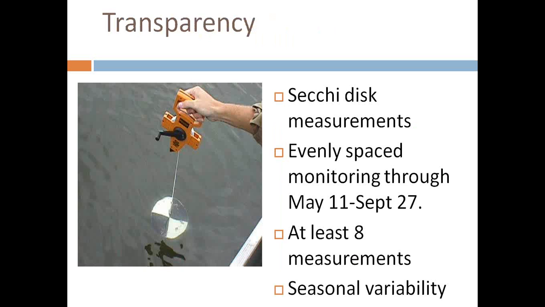First off is transparency. This is just a little outline of what we're going to talk about with transparency. We're going to talk about how to make those measurements. We're going to talk about the schedule for making them. And one thing that I'm going to stress probably numerous times, and I'll apologize ahead of time for repeating myself, will be that we want at least 8 measurements over the course of a summer when we take transparency. And then we'll take a look at the seasonal variability to transparency, which gives some explanation for why I want 8 measurements.